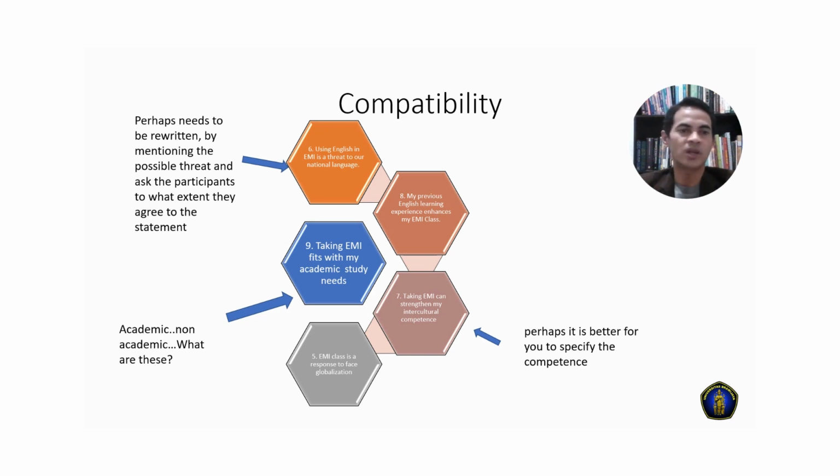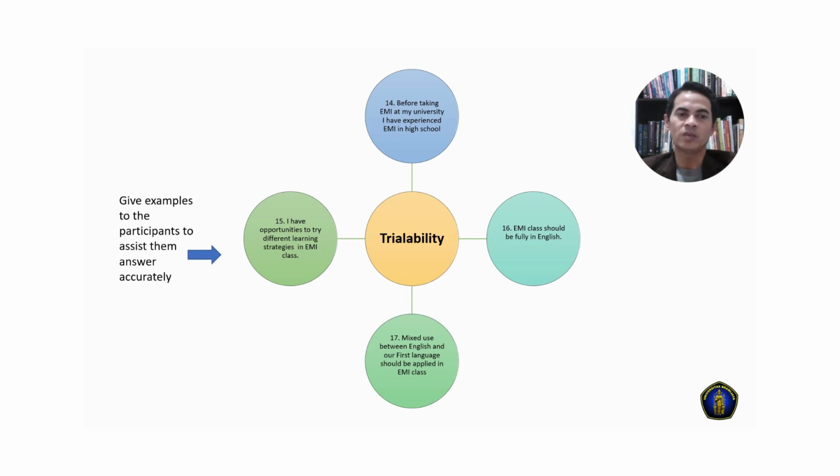This is about the compatibility. I think how my questions in my skill are commented by the experts. For example, like question number 9, taking EMI fits with my academic study needs. Well, academic and non-academic, what are these? Maybe it is important for me to clarify these questions. This is about trialability. So I got some comments from the experts, for example, about how I have the opportunities to try different learning studies in EMI class. This can be maybe by giving the examples to the participants about maybe learning strategies.